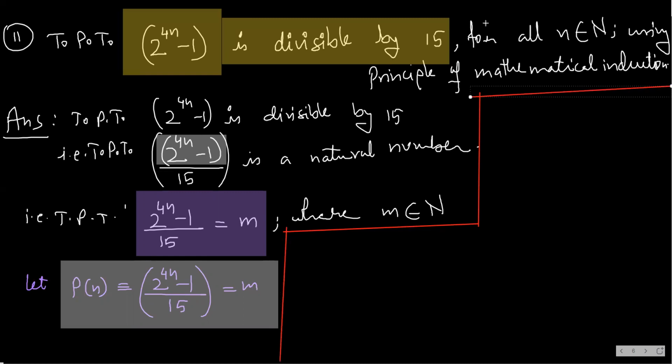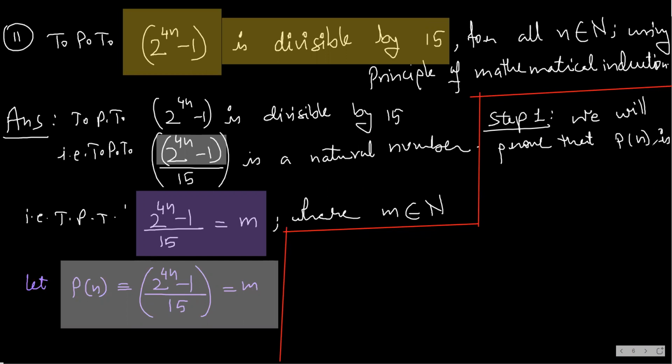So here I write, to prove step 1. This is my step 1. We will prove that P of n is true for n equals 1. That is to prove that P of 1 is true.